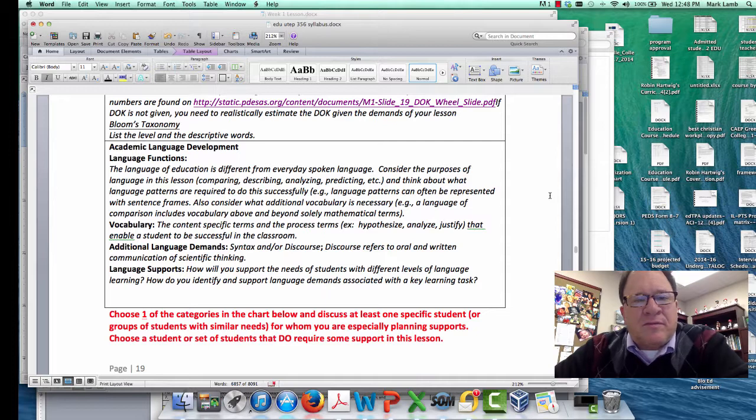Additional language demands, syntax and or discourse. Of course, we're talking about the oral and written communication of scientific thinking. What are students going to need to be able to write or speak and able to convey to you their understanding of the science concepts that you're addressing in the lesson? And how are you going to support that? What are the language supports that you're going to provide to help students be able to speak and write in that academic language that you're trying to address in the lesson?